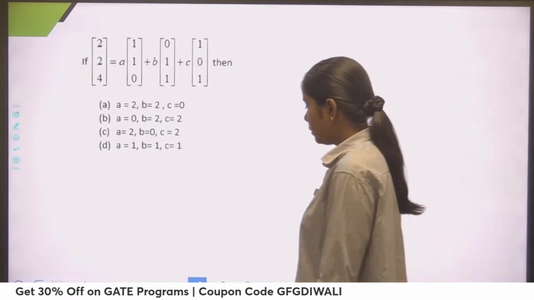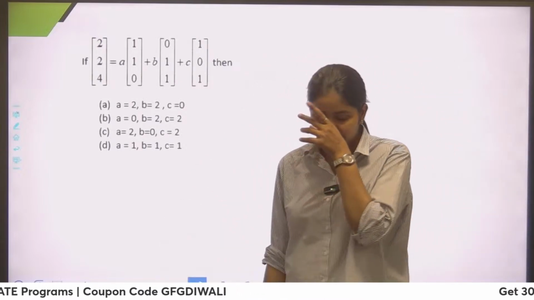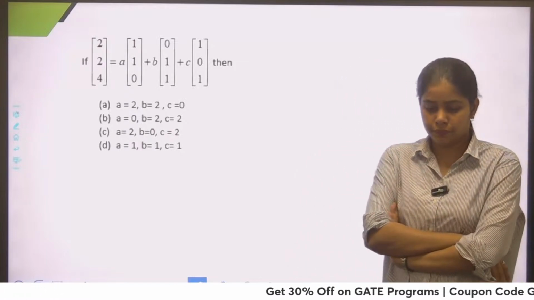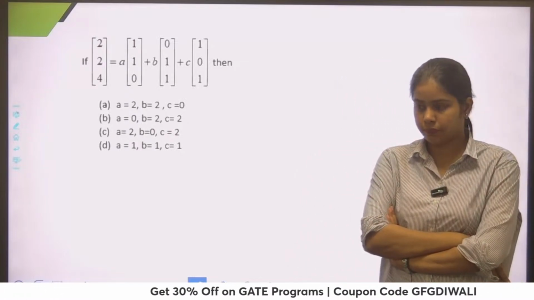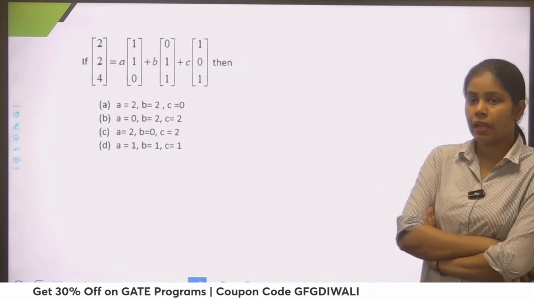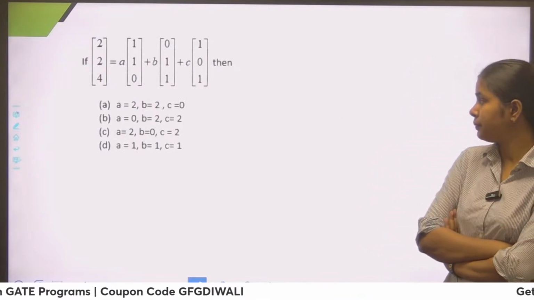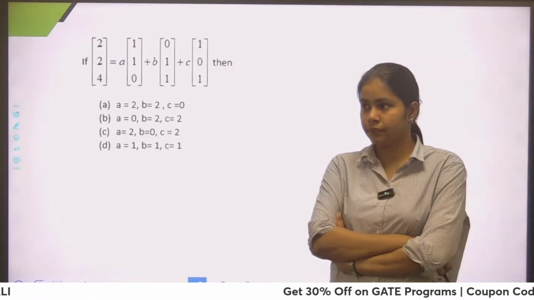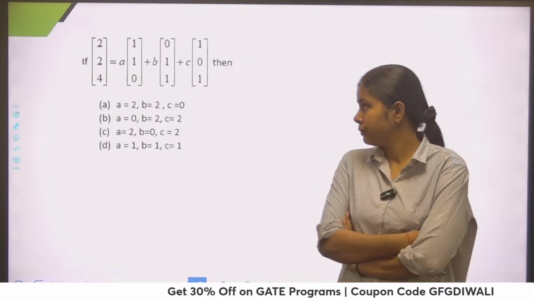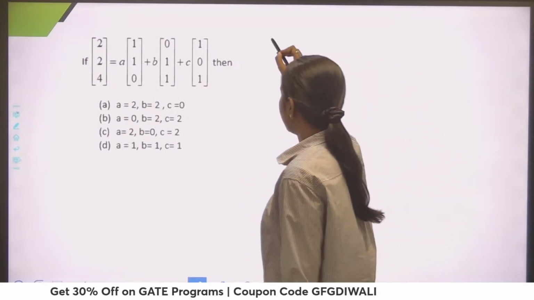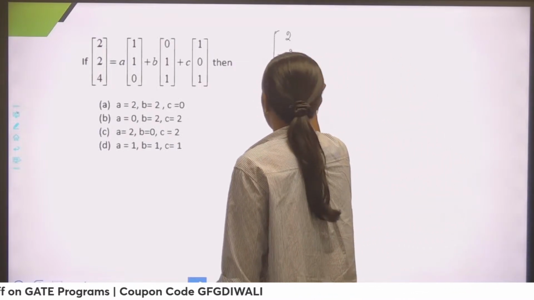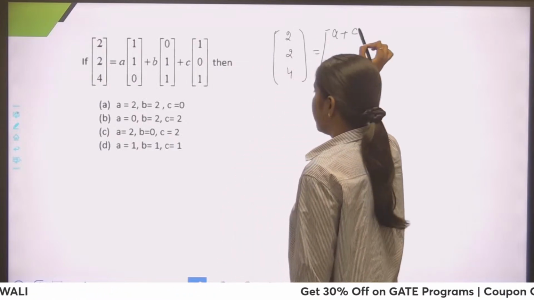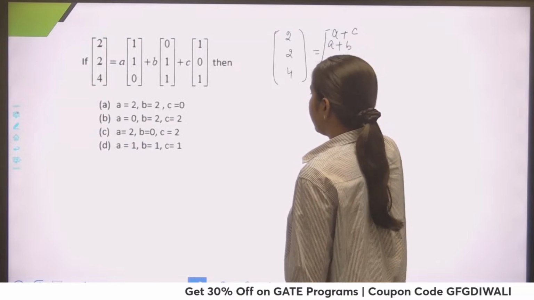Guys, this is another question. Just let me know quickly what would be the answer here. Simple question. Let me know what would be the answer here. Simple thing: the left hand side is 2, 2, 4, and the right hand side is A plus C, A plus B, and B plus C.